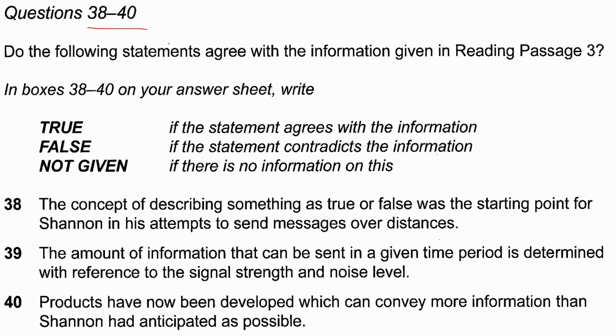Then 38 to 40, whether these statements 38, 39, 40 agree, disagree, or are not even provided in the write-up. So the first one: the concept of describing something as true or false was the starting point of Shannon in his attempts to send messages over distances. This is true. The amount of information that can be sent in a given time period is determined with reference to the signal strength and noise level. Completely true.